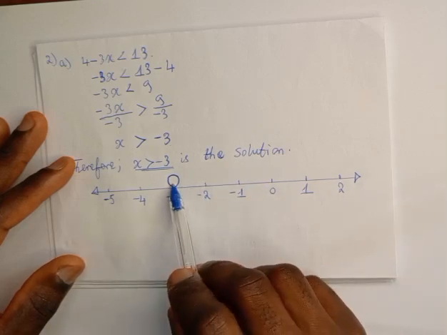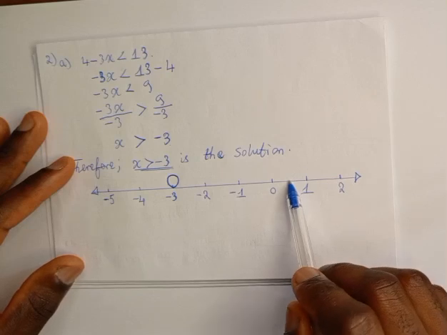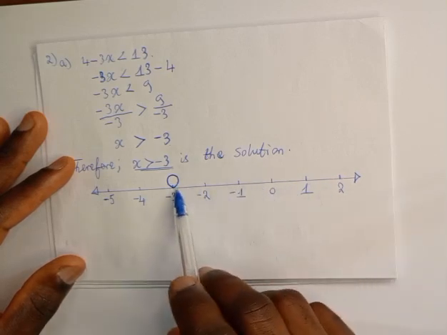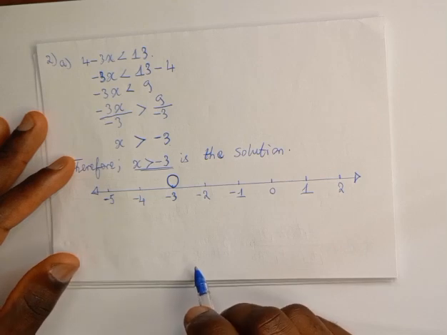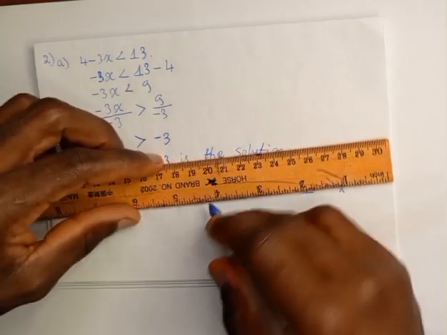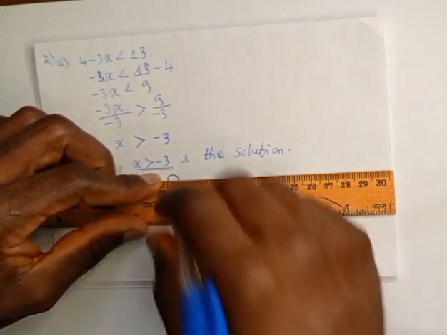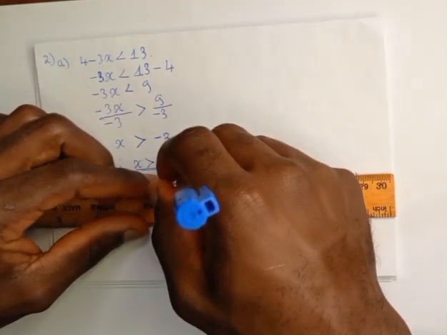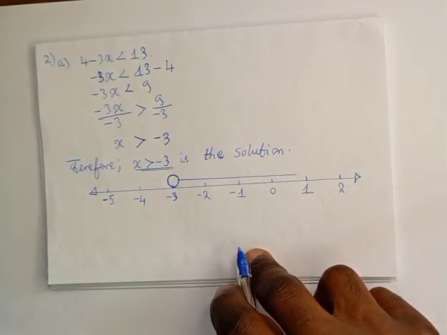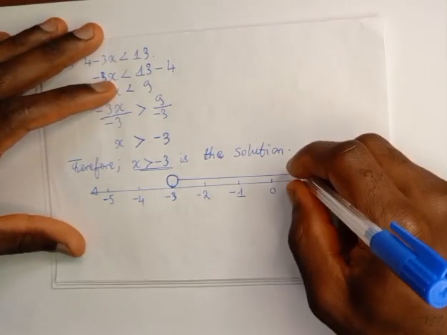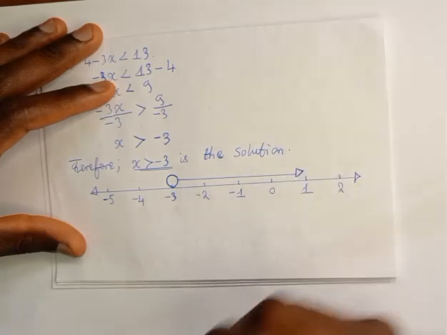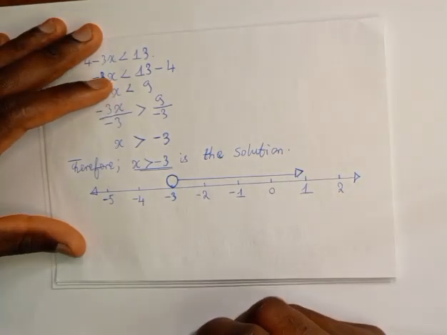-1.5 is greater than -3. A half is greater than -3. So all the values greater than -3 are to the right hand side of -3. We are going to indicate it like this. Since the values are infinite, that means they continue. We are going to put an arrow like this, indicating that the values continue.